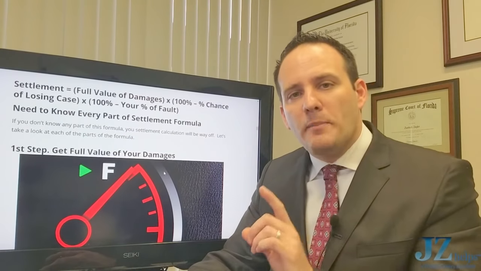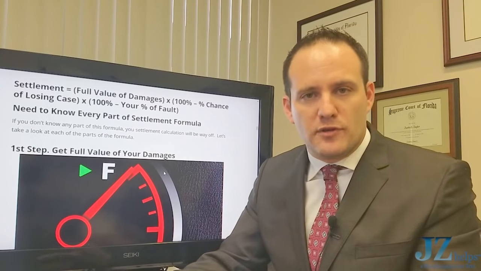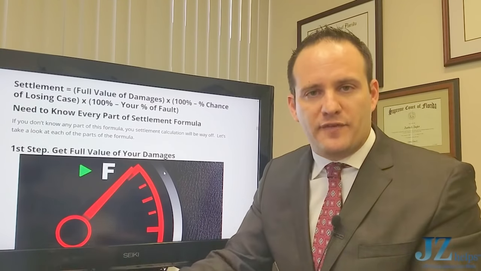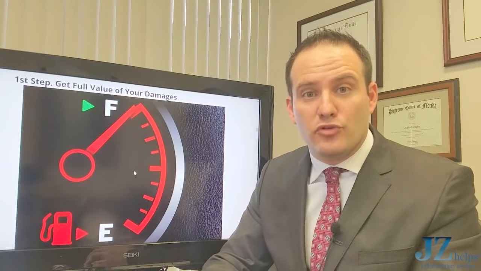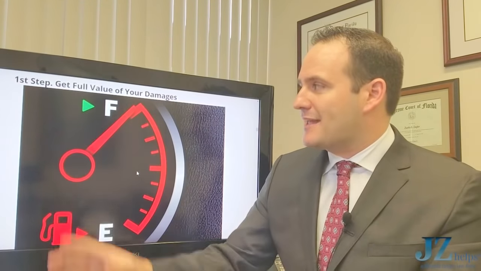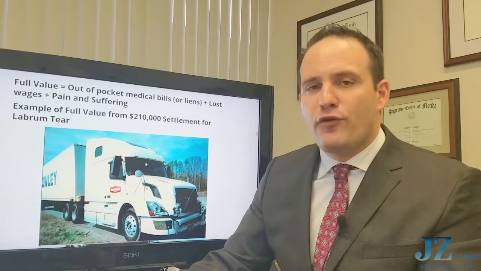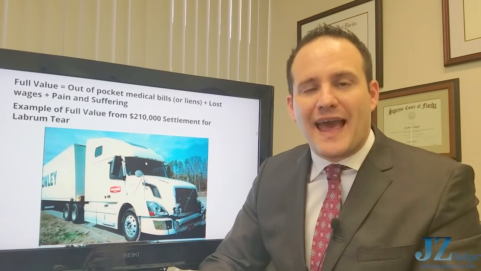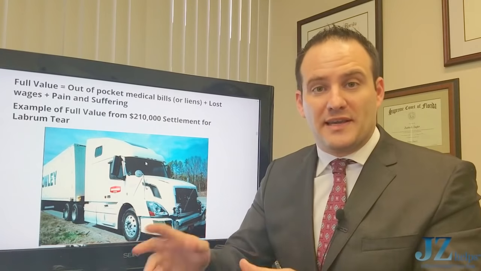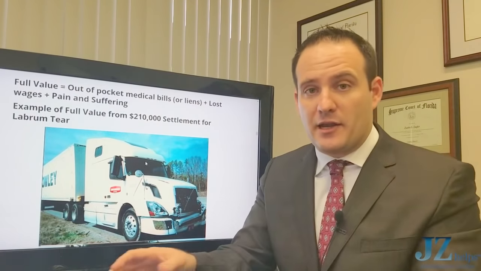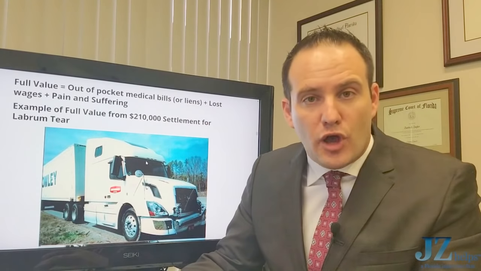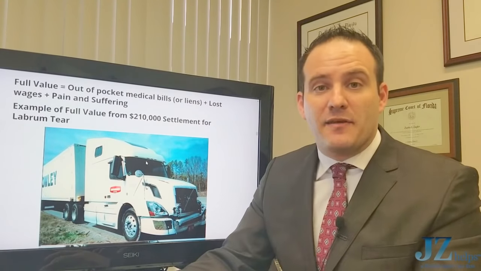If you do not know one part of the formula, you might as well not do the formula, because it's going to be way off and you're wasting your time. The insurance company will know this formula and they will do it accurately. The first step is to get the full value of your damages. Full value of your damages is generally the out-of-pocket medical bills or liens, which is the amount, generally speaking, your health insurers pay or Medicare pays. You add that to your lost wages, and you add that to pain and suffering.